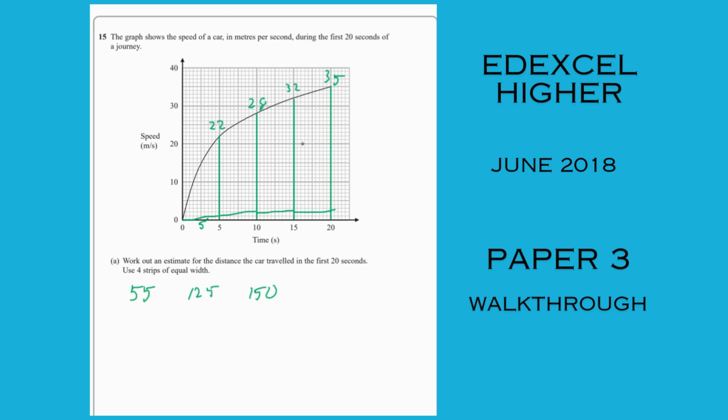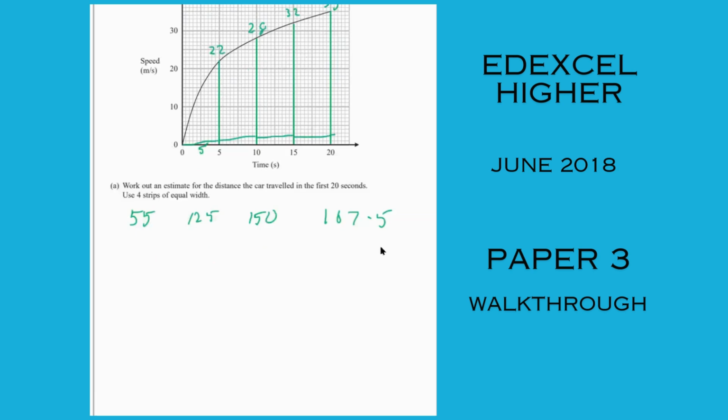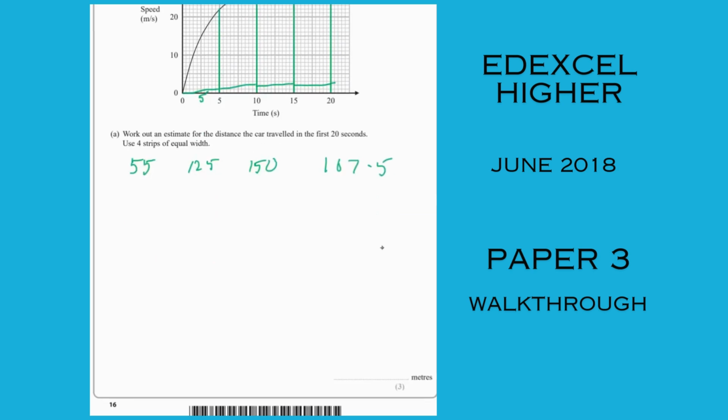And same for the last strip, but you've got to get 167.5. And when you total all them up, I get 497.5. And because of possible slight misreads, the mark scheme allows 488 to 507 inclusive.